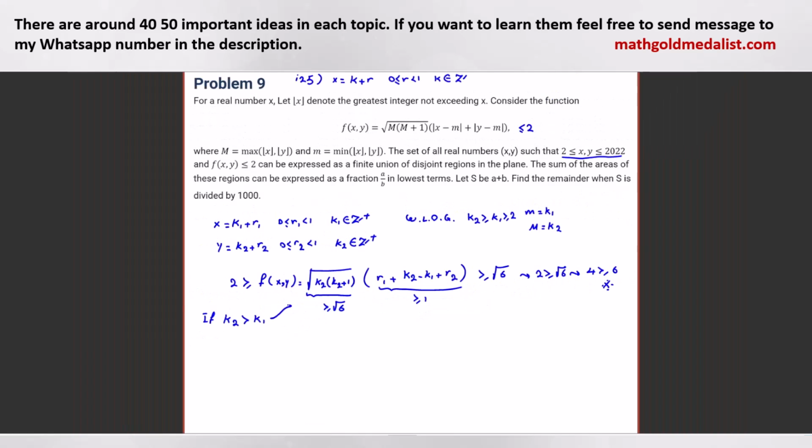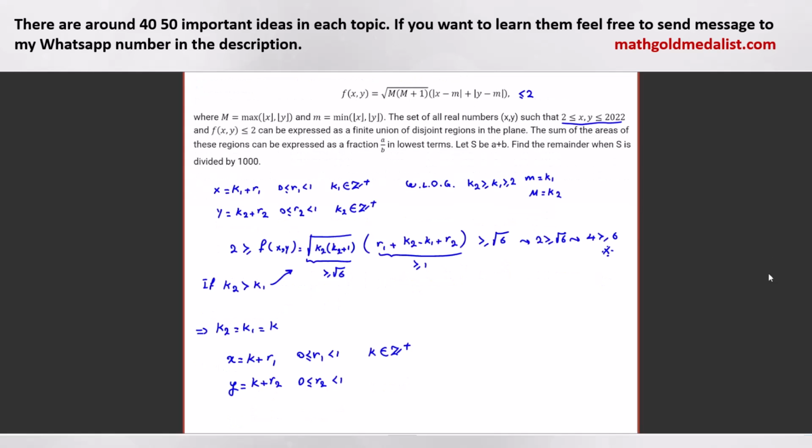If k2 is greater than k1, we have this contradiction, so we can conclude k2 has to be equal to k1, equal to k. Now we can say x is k plus r1, y is k plus r2. Again, r1 is from 0 to 1, r2 from 0 to 1, and k is a positive integer at least 2. Also, we should pay attention to this part: k cannot be greater than 2022. So let's focus on this function, f of x, y.